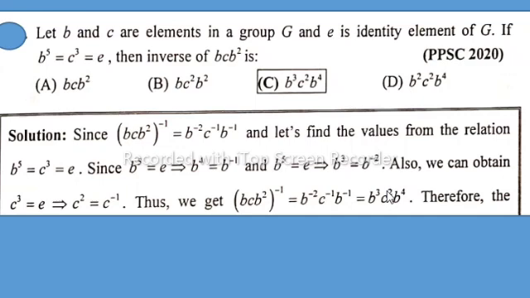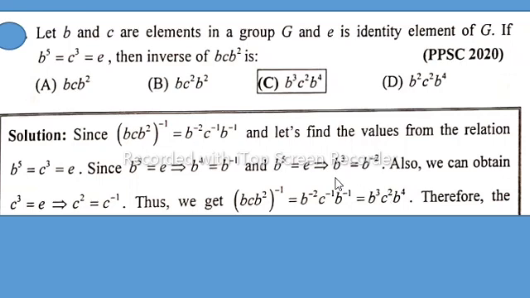Next find B inverse square. So the condition is B power 5 is equal to E. So multiplying B power minus 2 on both sides, B power 5 minus 2 is equal to B power 3. So B inverse 2 is equal to B power 3.